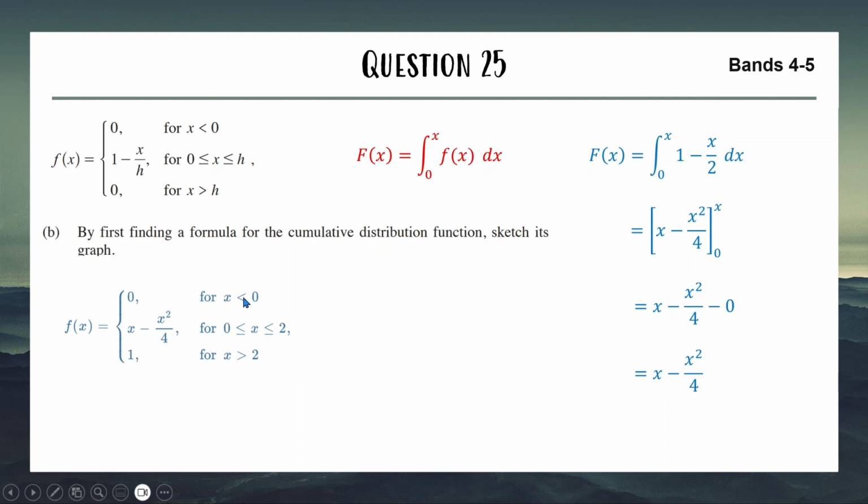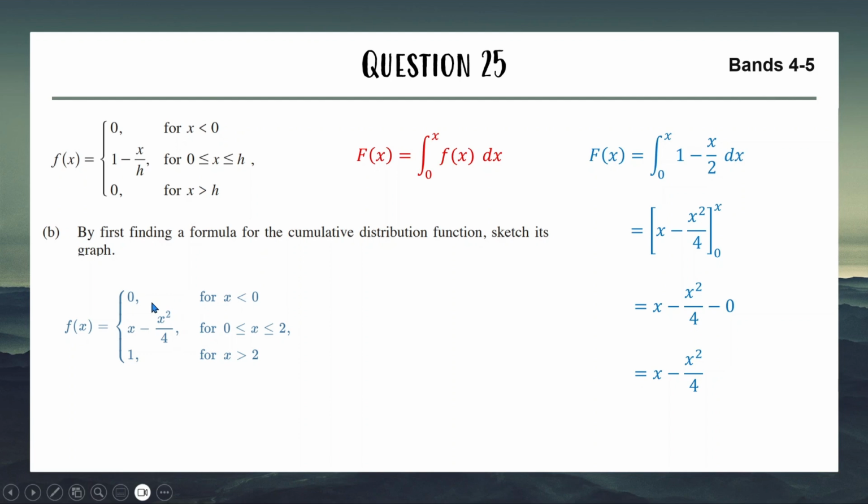So it's 0 before your domain, it's your CDF in your domain, and then at the max of your domain, it's just 1 henceforth. So we're going to have nothing before x equals 0. We're going to be sketching this parabola between 0 and 2. And then from 2 onwards, we're just going to have a straight line at y equals 1.